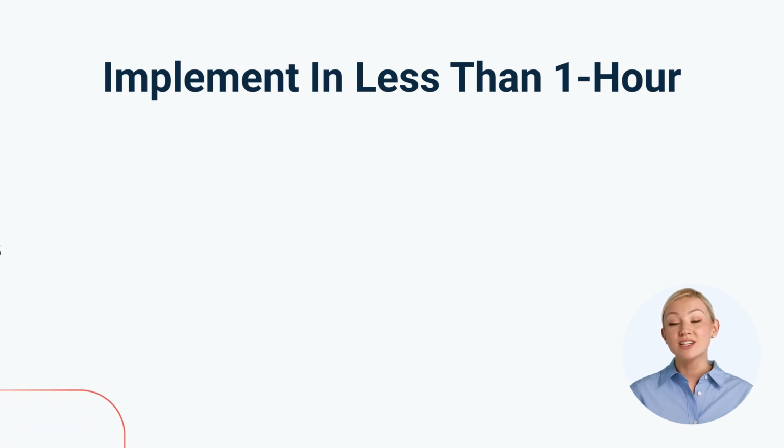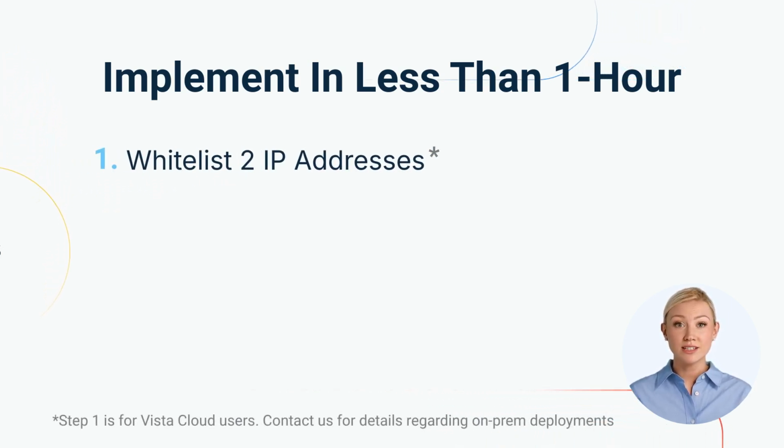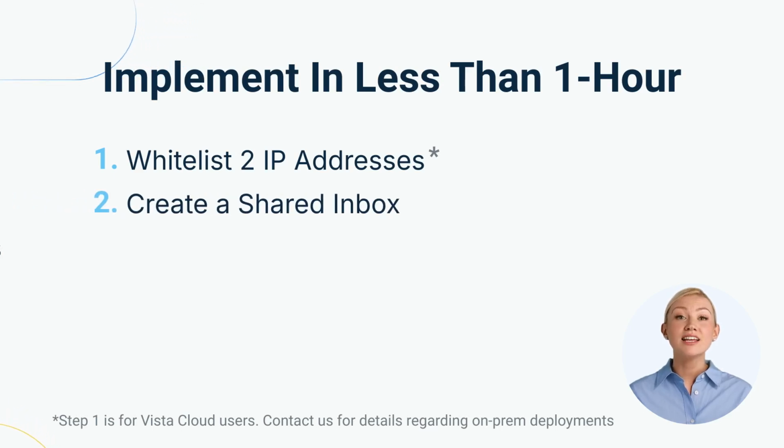Implementing AP Wizard is quick and easy. With only 5 simple steps and less than an hour, you'll have everything set up and ready to use within 48 hours. Step 1, whitelist 2 IP addresses. This allows AP Wizard to securely access your Vista environment. Step 2, create a shared inbox and ensure that Olsen has access to this inbox for smooth communication.